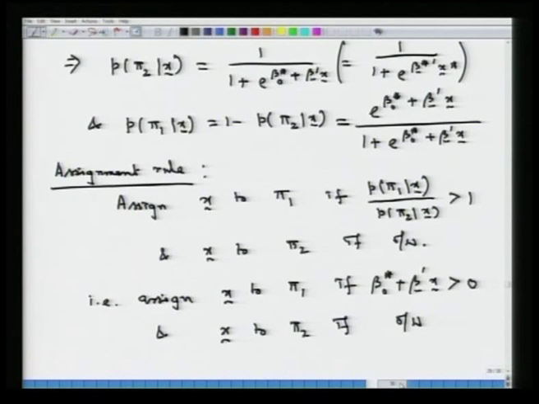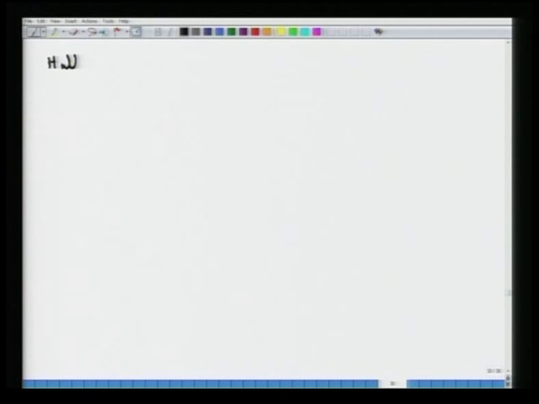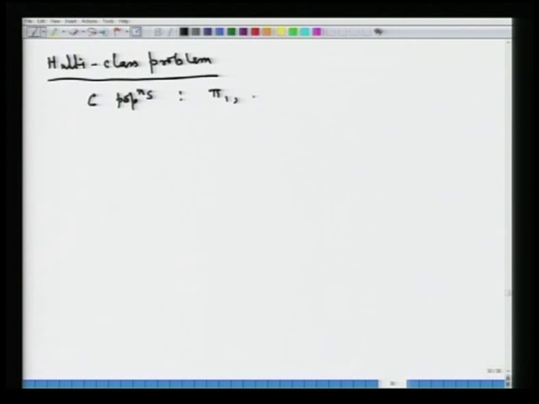So, we now look forward to extending this logistic discrimination function to a C class problem, a multi-class problem, wherein we assume that we have C populations, and try to frame what the logistic discrimination rule is going to be in such a situation. So, we assume that there are C populations, which are denoted by pi 1, pi 2, up to pi C.